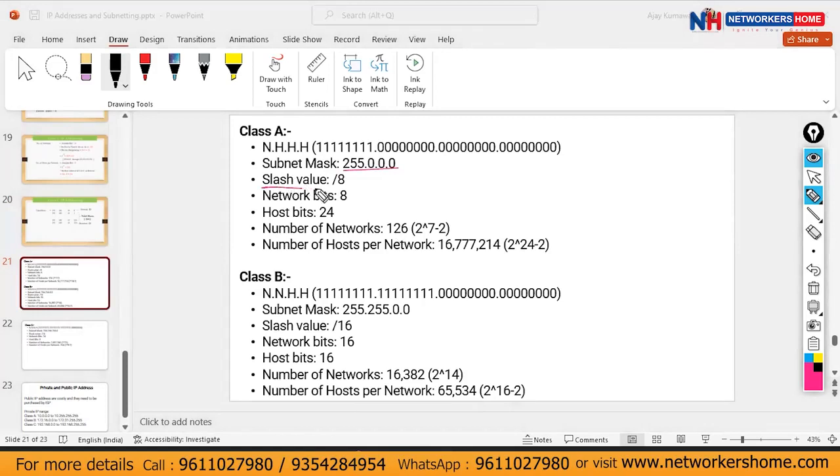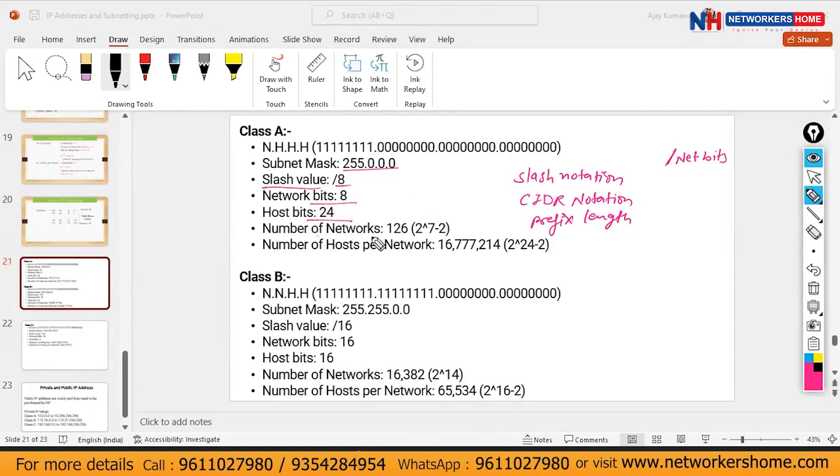Now you have something called a slash value. What is the slash value? Or you can say slash notation. Sometimes you'll know it as CIDR notation, or prefix length. These are the names of the same thing. So what is the slash notation or slash value? You write the slash, and in front of the slash, you simply write the number of network bits. That is your slash value. In case of class A, how many network bits are there? 8. So it is /8. Network bits are 8, host bits are 24.